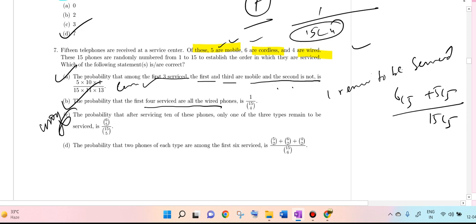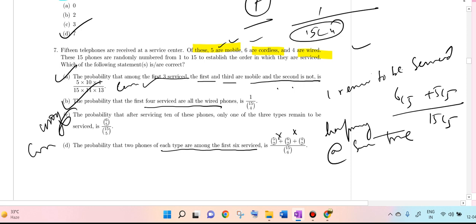The probability that 2 phones of each type are among the first 6 serviced. So this will be multiplied actually, because it is happening at the same point of time. So multiple options, so this is wrong. So obviously the last statement is wrong, so only A and B are correct.